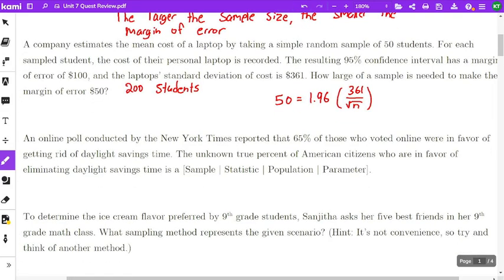Alright, moving on. We have the online poll, and it says that 65% of the people that were polled are in favor of getting rid of daylight savings time. And now it's asking about the true unknown percent who are in favor of eliminating daylight savings time. This is representing the whole entire population of the United States. We don't know what that is, but that percentage, because it represents the whole population, would be our parameter. I know this can be kind of tricky because you see 65%, you're going to say, man, that's a statistic. No, because it's asking about the true unknown percent of American citizens. That's talking about the actual population and that percentage. So that means it will pertain to our population, which means therefore it's going to be our parameter.